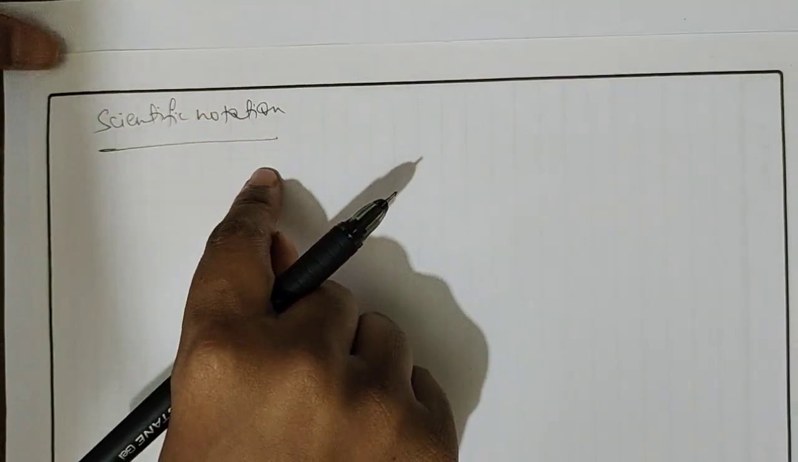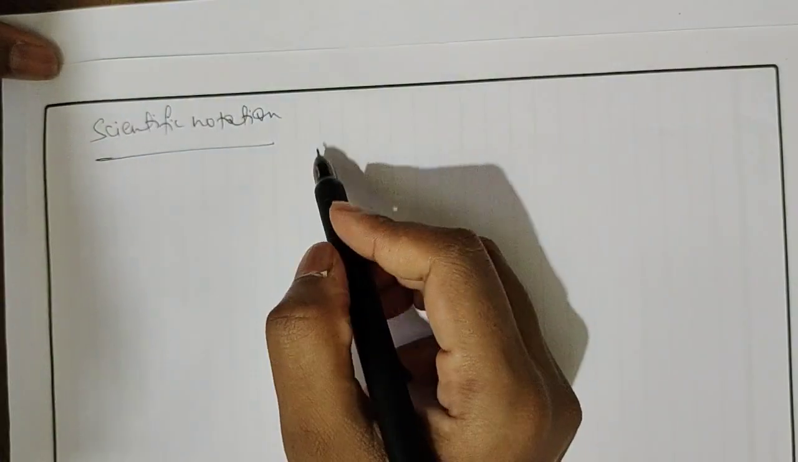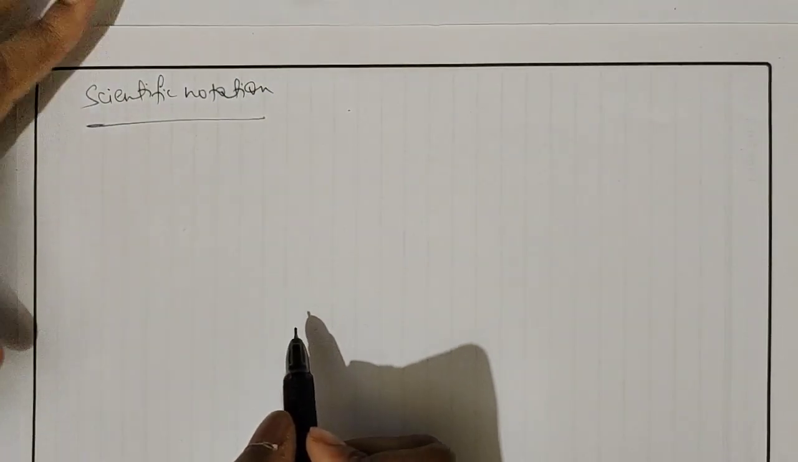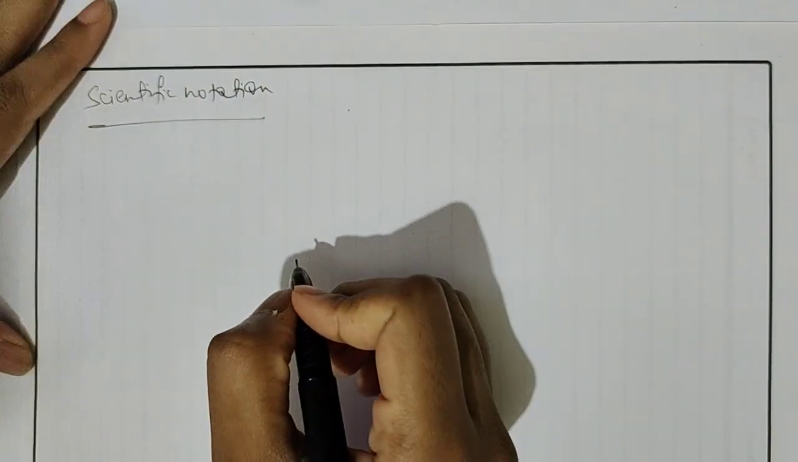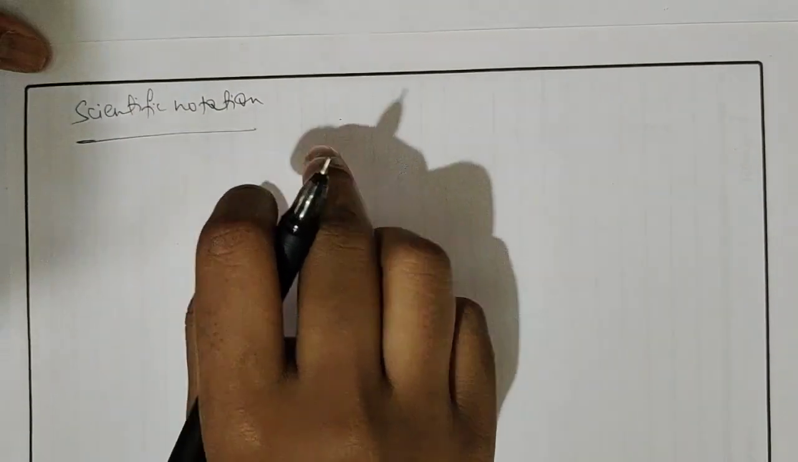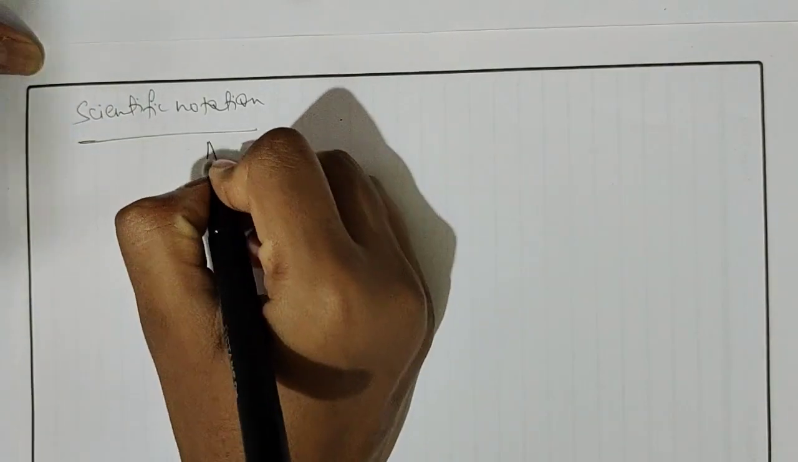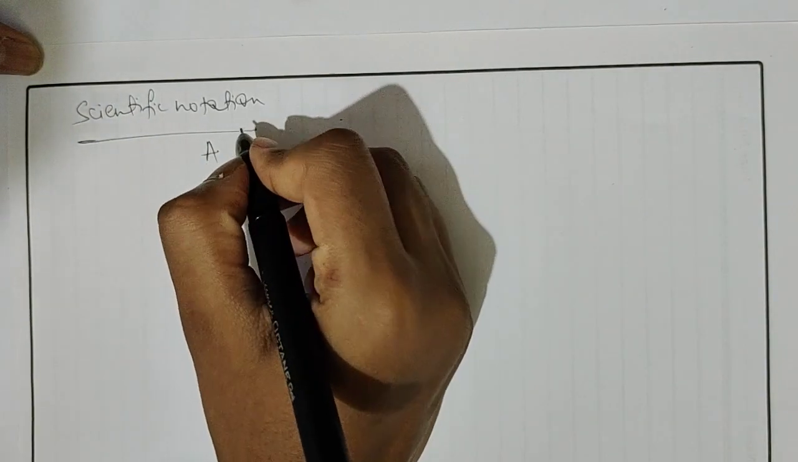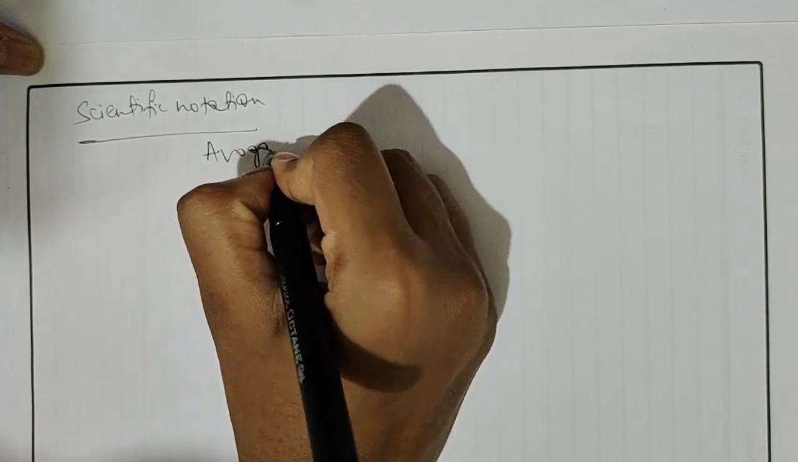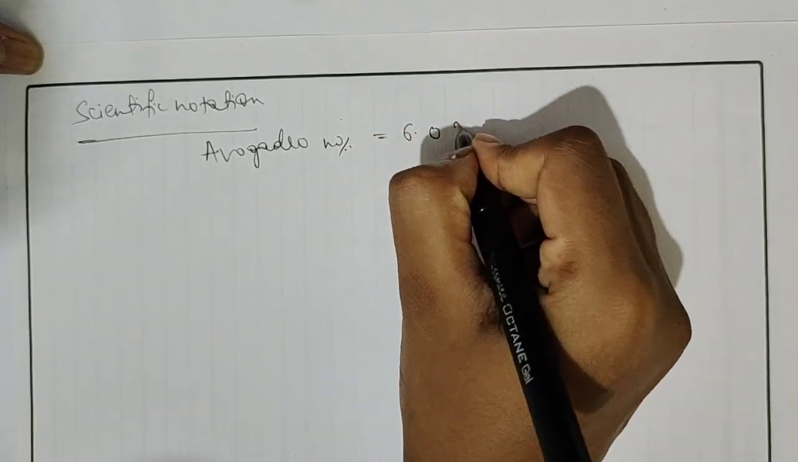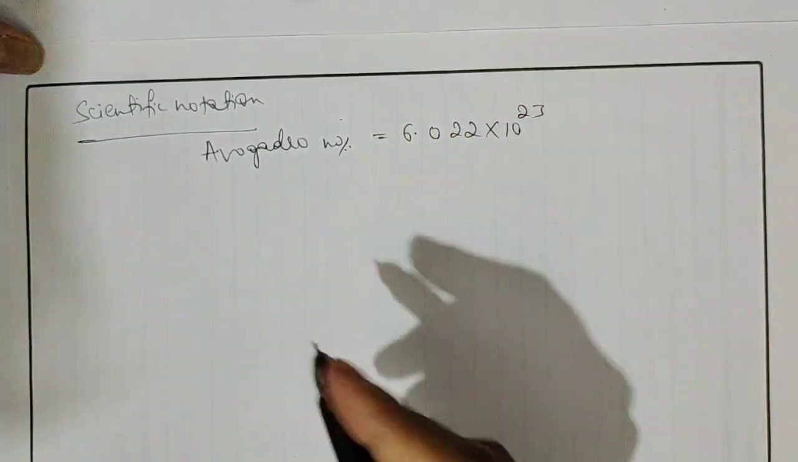Scientific notation is nothing but the way of expressing a very big or a small number in decimal form. Clear? It is nothing but a better way to write a number which is too big or too small. Now let me give one example. In your chemistry, everyone heard about the Avogadro number, right? And what is that number value? That is nothing but 6.022 into 10 to the power 23.